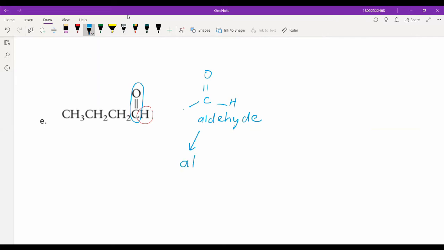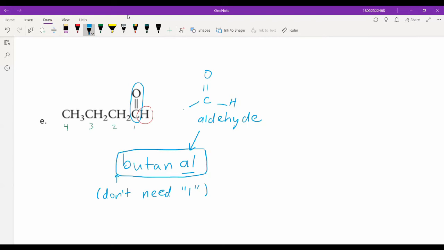So the name of this is a simple one because there's no substituents, anything else going on. It's just a carbon chain with this aldehyde. And we have 4, so we'd have butane. Instead of the E, we just drop that and it becomes butanal. Okay, and again, we don't need the 1, just butanal. It would have to look like this, since the aldehyde is always going to be on the end.